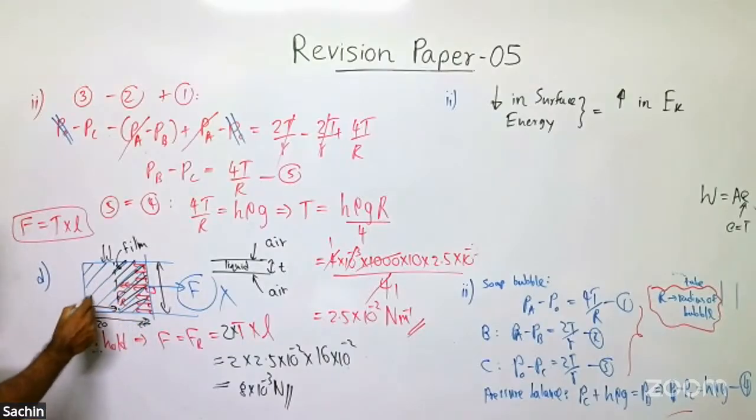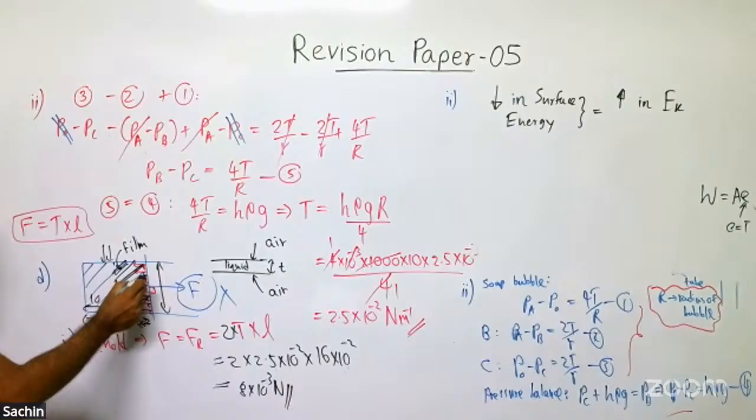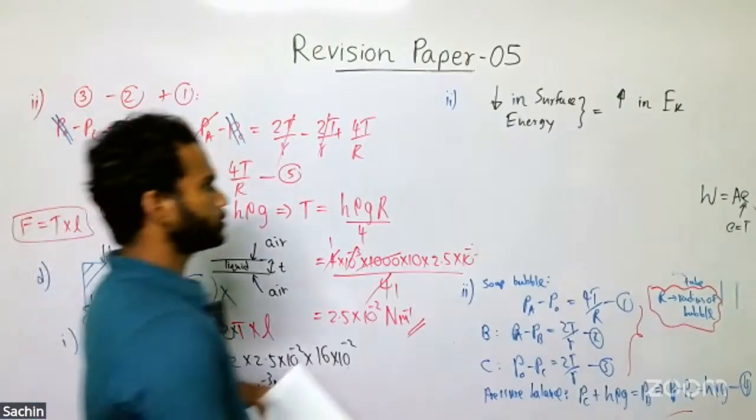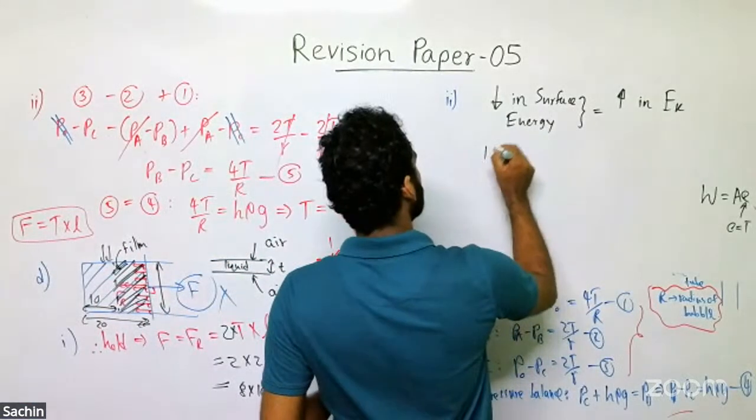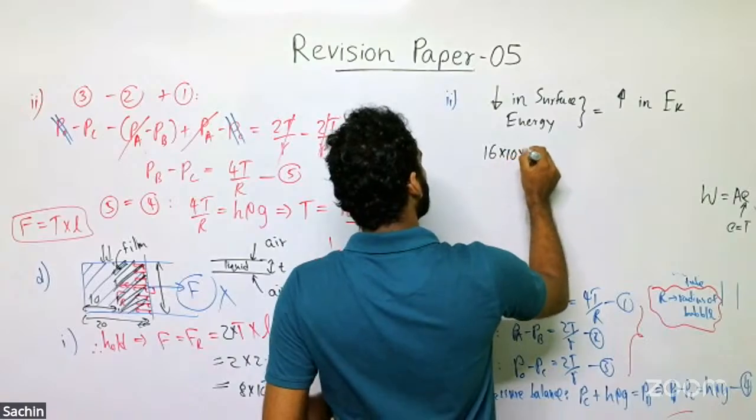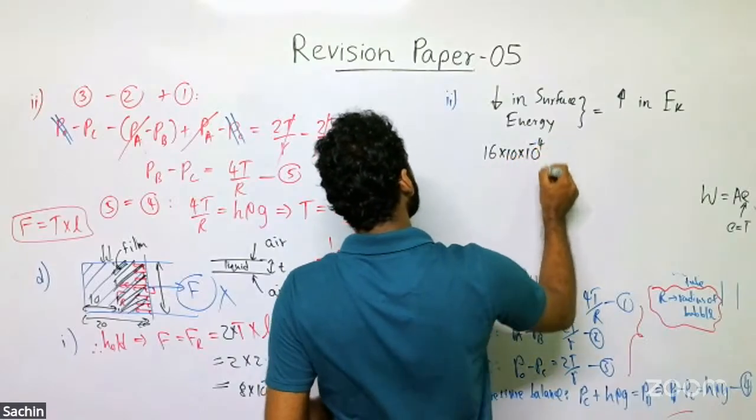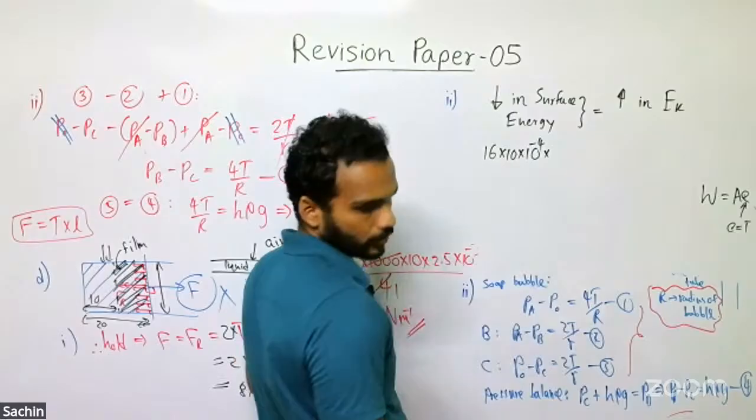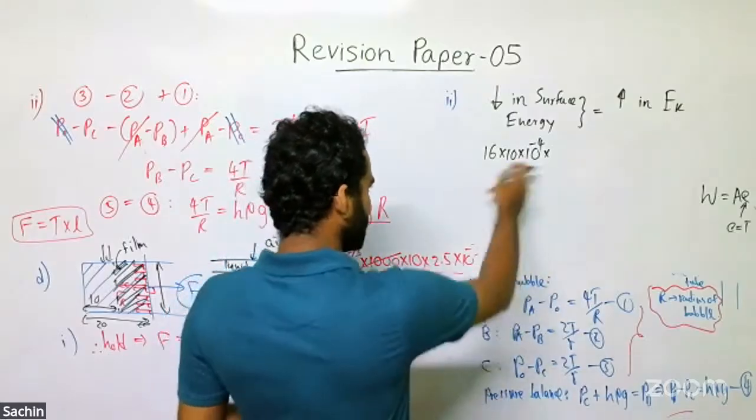Now the final length has become 10. So the reduced area is this. That is equal to 16 into 10. By the way, this is in centimeter square. You have to make it meter square just by multiplying by 10 to the power minus 4. So that is the area.